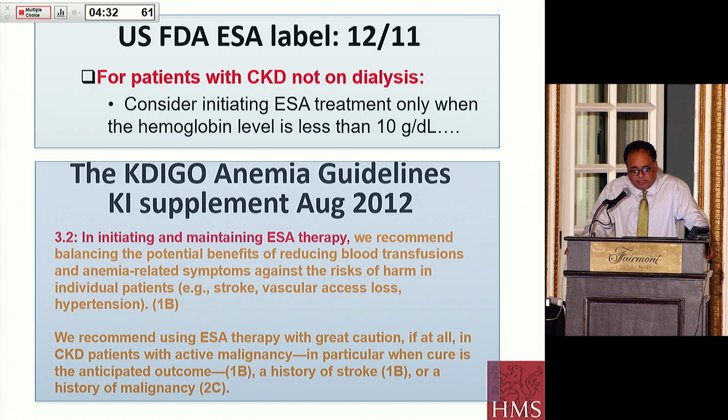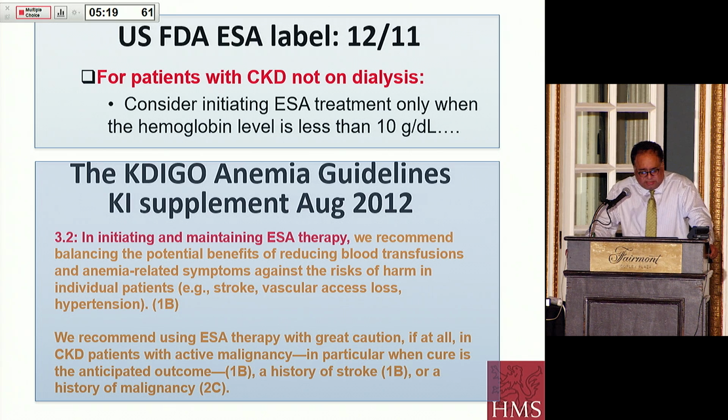The KDIGO anemia guidelines from 2012, and they haven't really been updated much because there hasn't been a lot of new data that's come up, sadly, over the past 8 years, basically says in initiating and maintaining ESA therapy, we recommend balancing the potential benefits of reducing blood transfusions and anemia-related symptoms against the risk of harm in individual patients. What's the harm in individual patients? Stroke, vascular access loss, and hypertension. And that's a class 1B recommendation. There are probably a handful of recommendations in nephrology that go to the level of 1A or 1B. So this is a 1B recommendation, suggesting that you really need to be thoughtful about who you treat and when you treat.